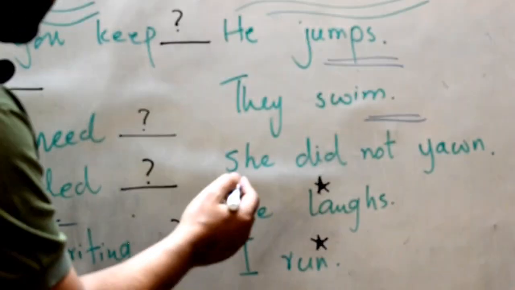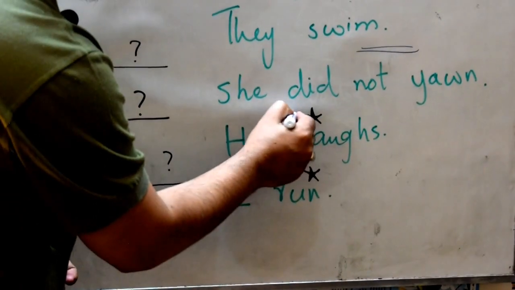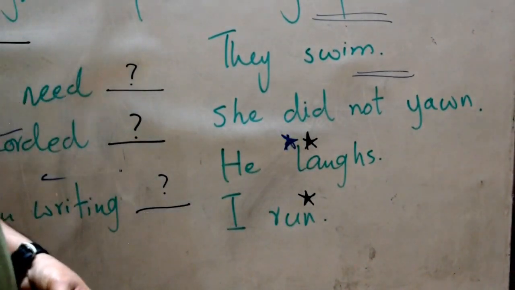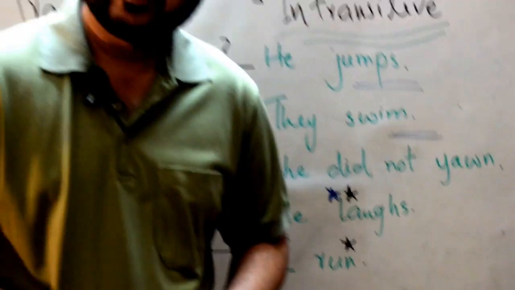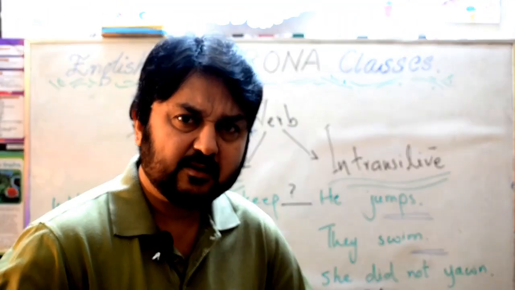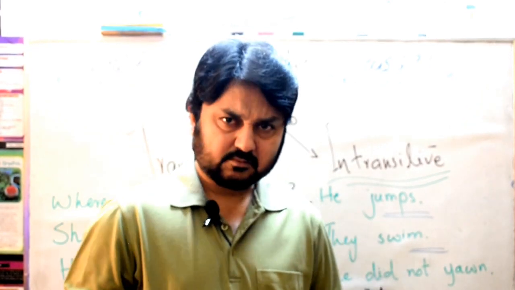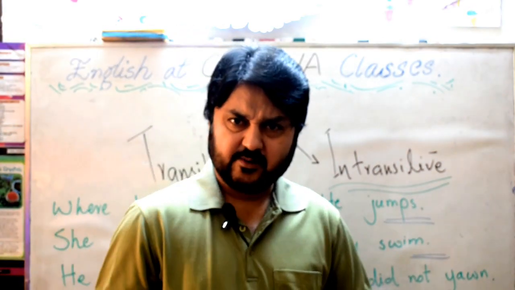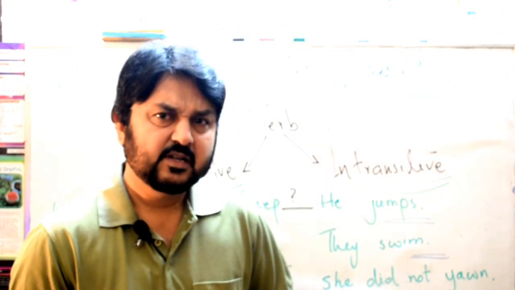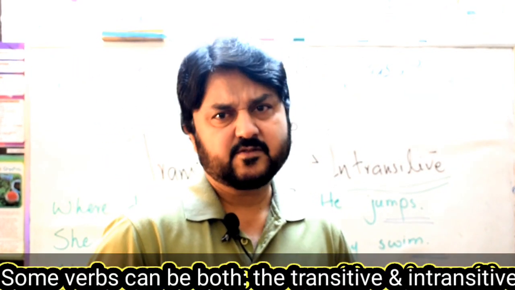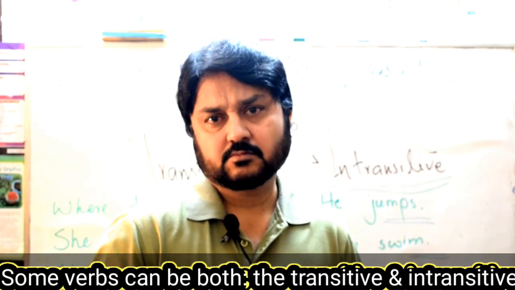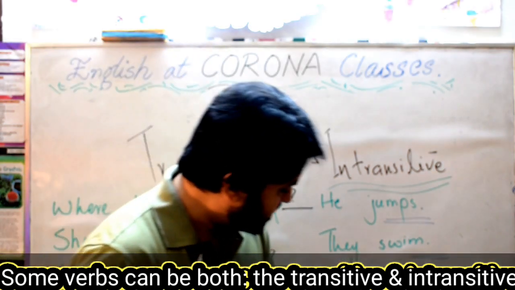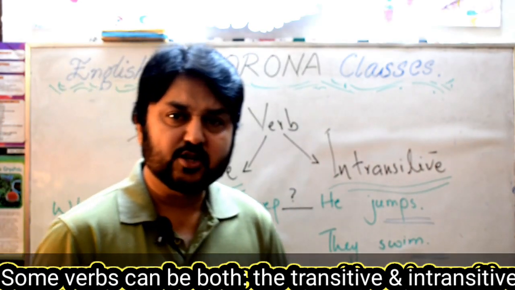He laughs. Can you see I have made a star over here. Another star is also being drawn, though my drawing is not very good. But okay, just for the sake of teaching, I drew a star over here. Why I have drawn these stars? Because I have to say something different now. Now, laughs is intransitive verb.